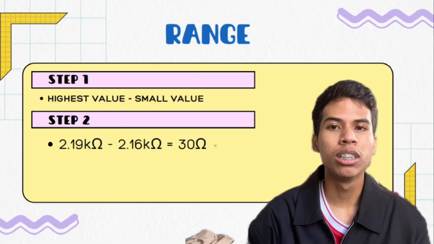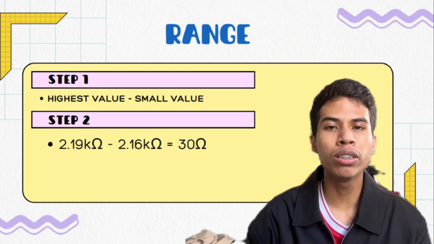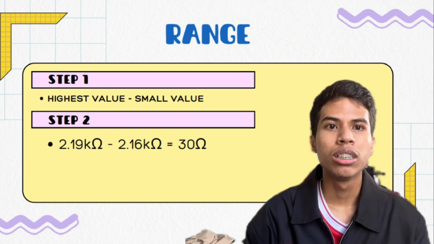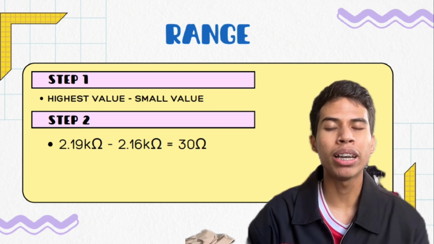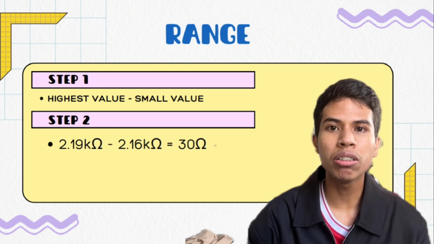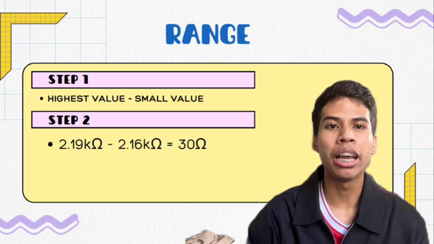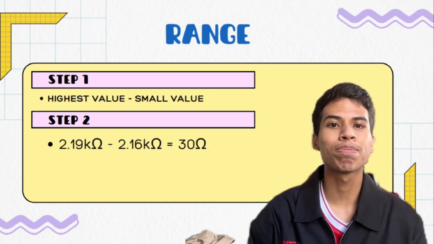And for the range, we need to insert the values into the formula. The highest value is 2490 minus 2000, and the lowest value is 2160, and we got 30.